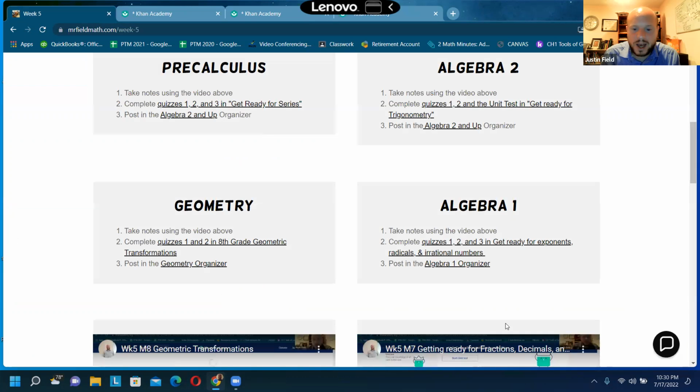Week 5 is not too bad. So go ahead, get it done, get them all up to 100 and post in the organizer.